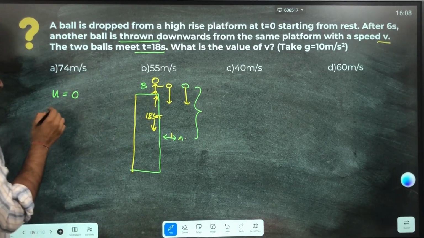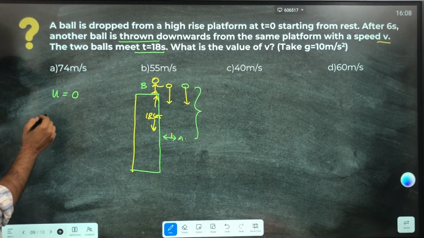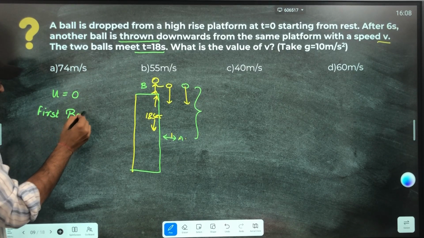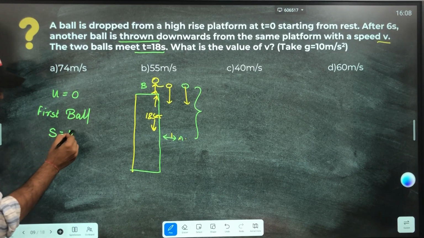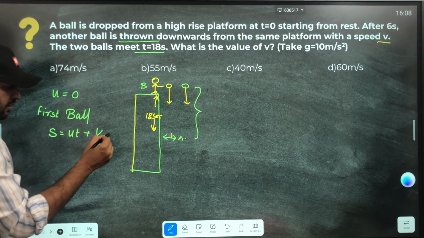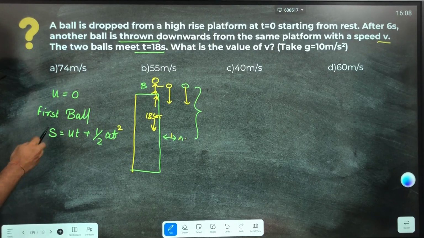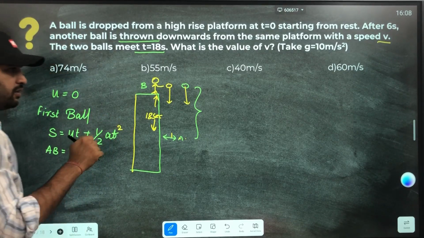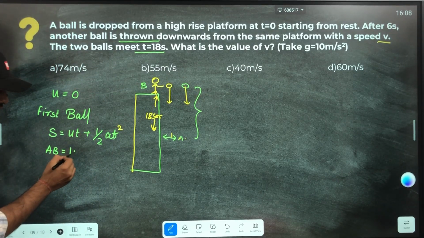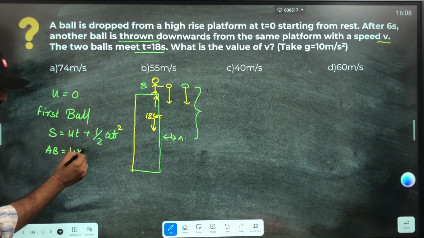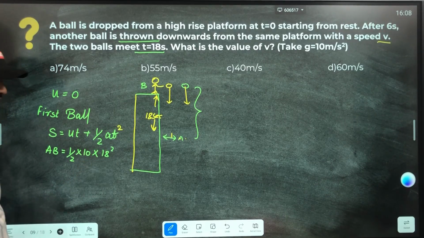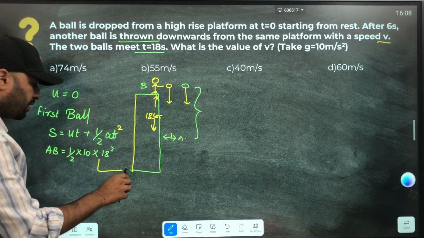So I'm saying that to go from A to B, for the first ball, S equals ut plus half at square. Correct? And what is S? The distance traveled from A to B. I'm just writing here AB. Initial velocity for the first ball is 0. Why 0? It was simply dropped. Half. What is the acceleration due to gravity? 10. And what is the time taken by the first ball? 18 square. Correct? This is our equation number 1.